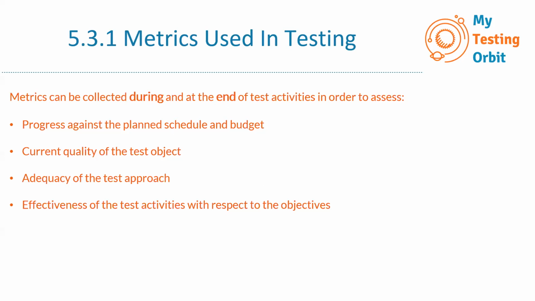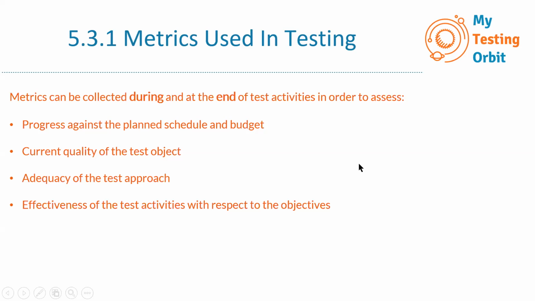If there are 5 days of testing, then we will collect metrics each day, and if any corrective action needs to be taken, it can be taken on the second day rather than just waiting for 5 days and then coming up with a corrective action for the 6th day. So it can be collected during and at the end of test activities in order to assess. So what are we assessing? Progress against the planned schedule and budget.